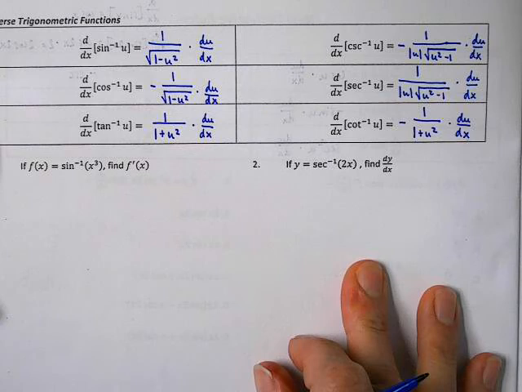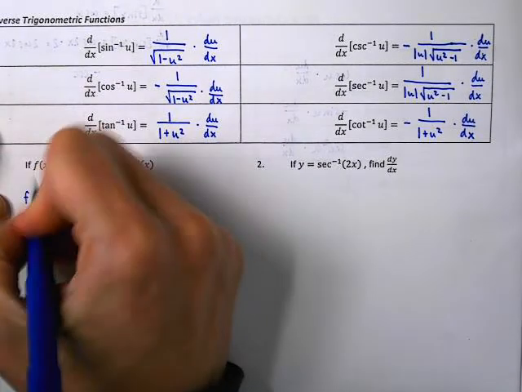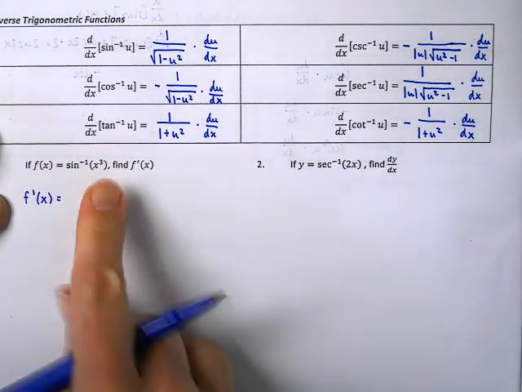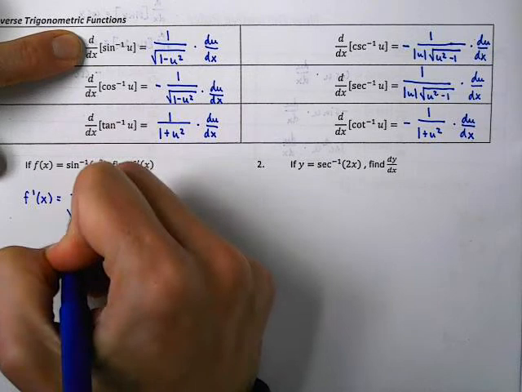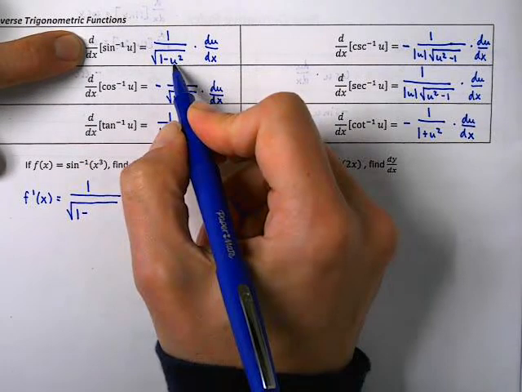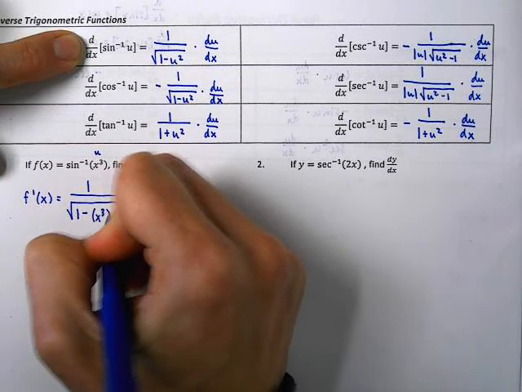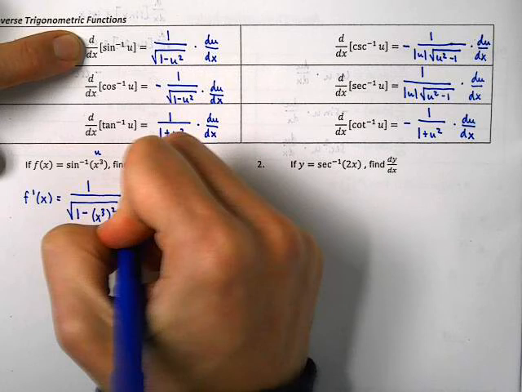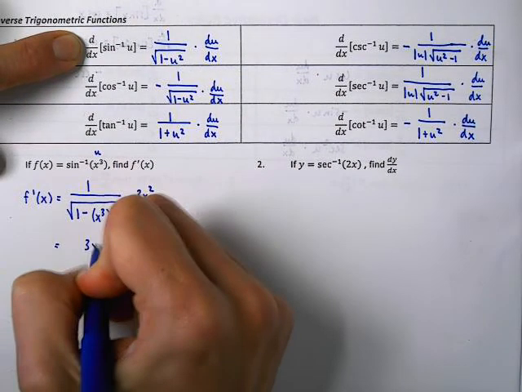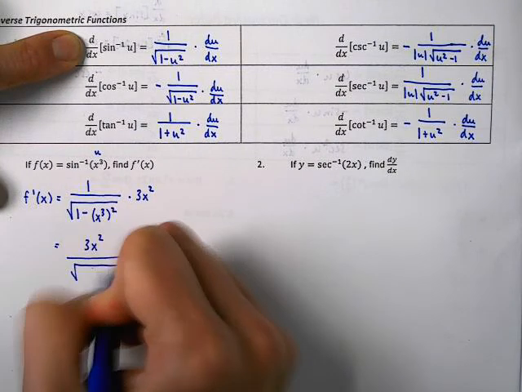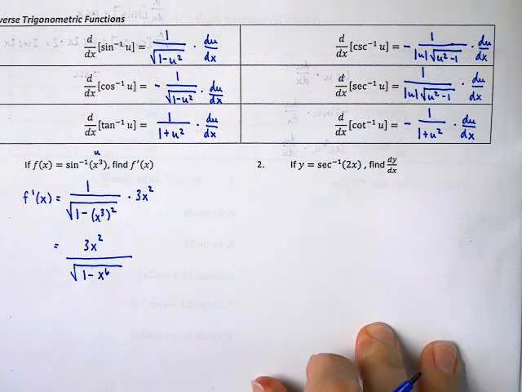Okay, so for a couple examples here. My first one, f of x is the inverse sine of x cubed, and I need to find the derivative. So I'm going to start, inverse sine looks like this. So I have 1 over the square root of 1 minus, now in this case my u was x cubed, so I have x cubed squared. And then I'm going to take the derivative of u with respect to x, which is 3x squared. If I simplify that, I get 3x squared all over the square root of 1 minus x to the 6th. And that would be my derivative.